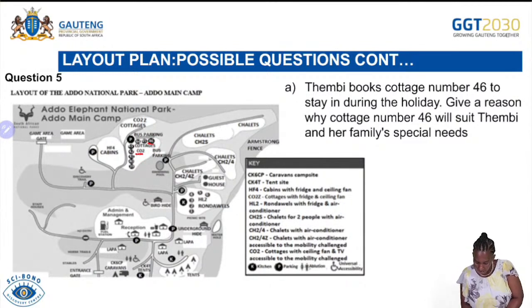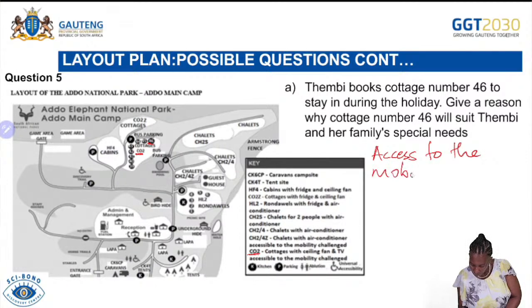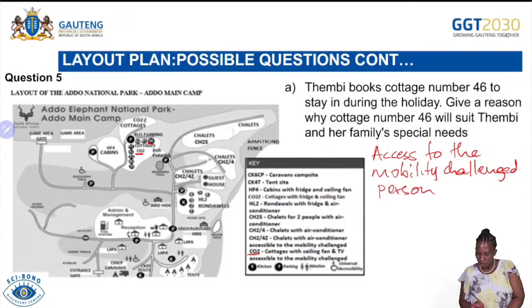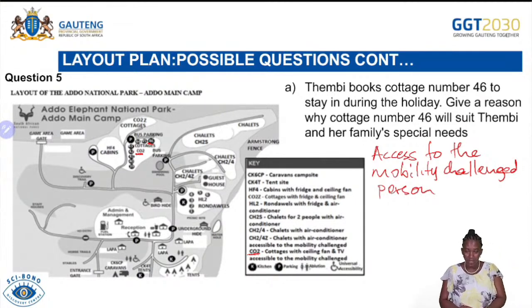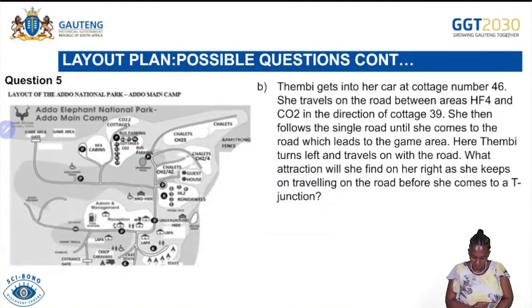Now we look at our key word there, or key information. CO2, it's a cottage with a ceiling fan and accessible to the mobility challenged people. So it has access to the mobility challenged person. So that is why it's suitable for her mom, because her mom is using what? A wheelchair.